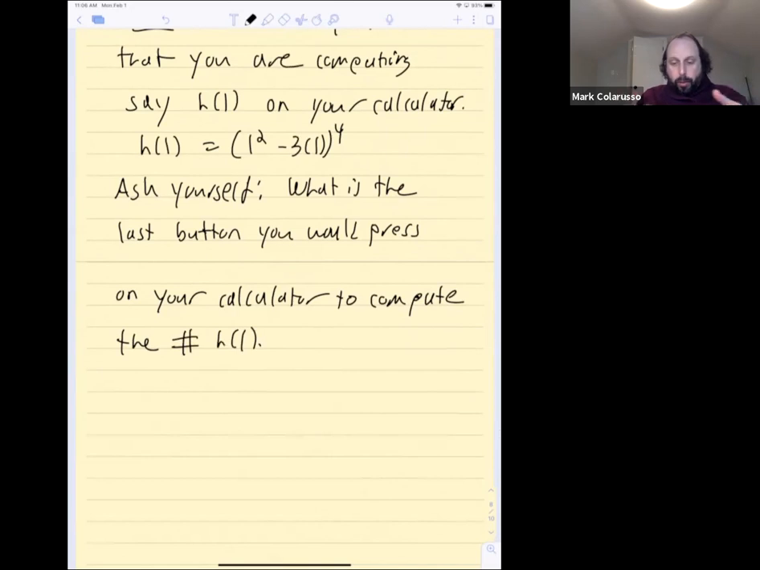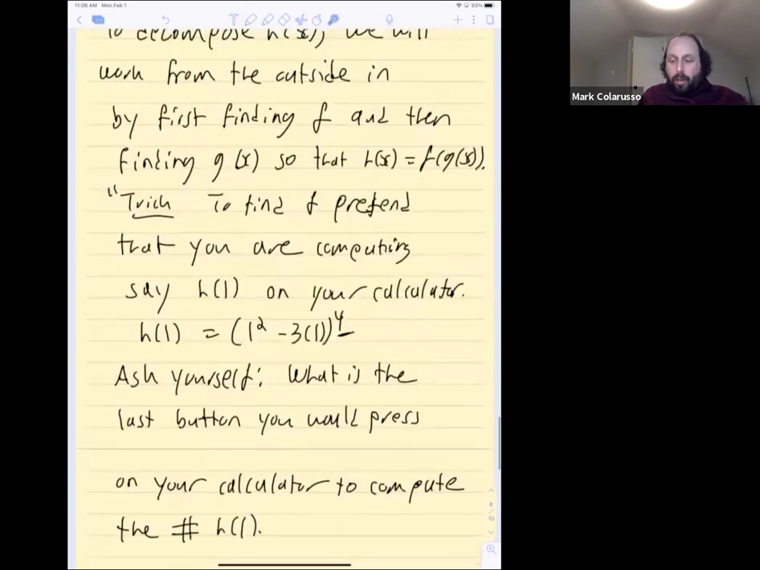So you first compute 1 squared minus 3 times 1, and the last thing you would do is raise it to the power 4. The last button you would hit is raise whatever quantity you found to the power 4. That last operation is this outer function f. It's the last thing you do to get the output.